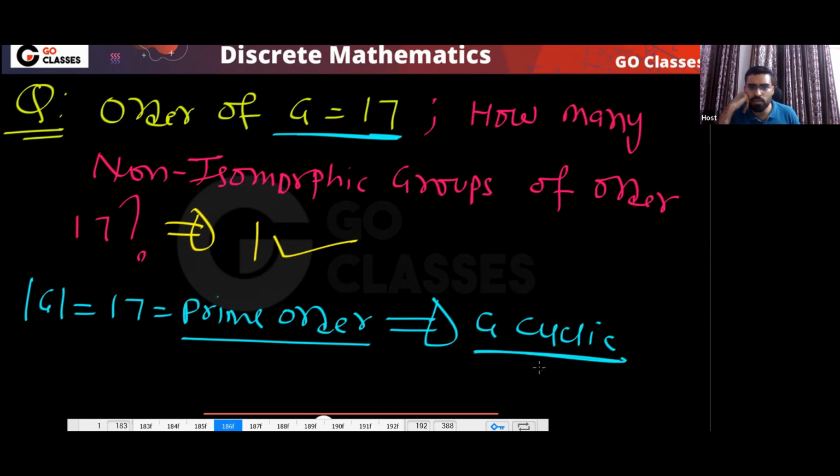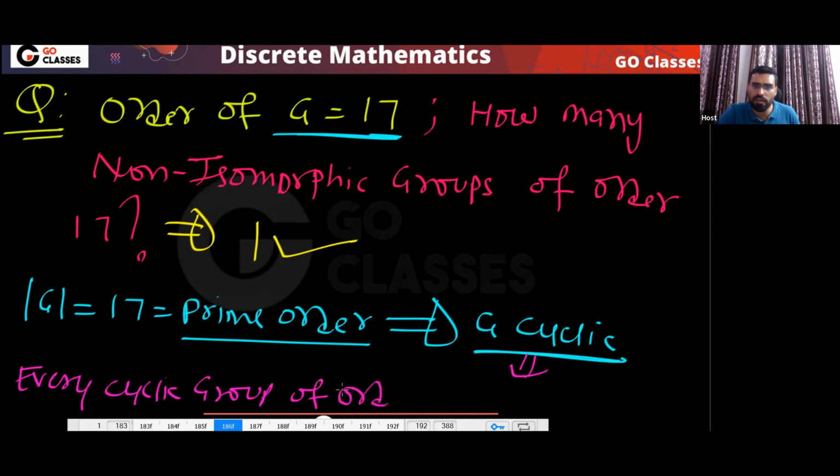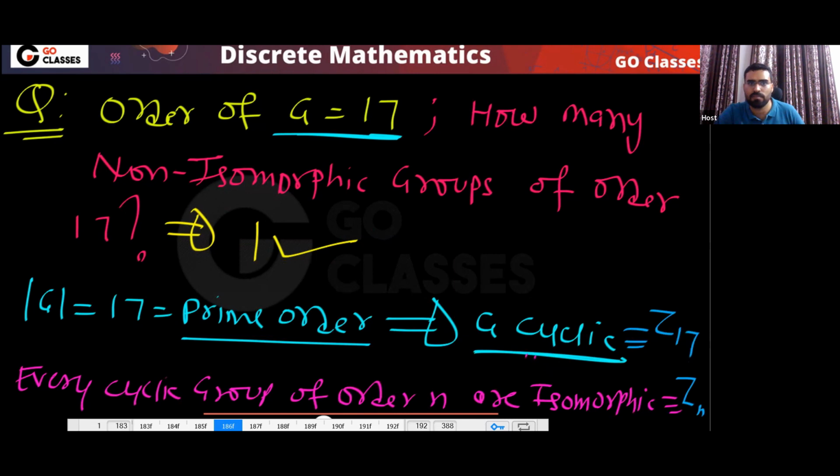So you can notice, because it is cyclic, every cyclic group of the same order is isomorphic. This theorem we have already seen: every cyclic group of order n is isomorphic. Isomorphic means same template. They are equivalent to whom? They are isomorphic to Zn. So I can say this is equivalent to Z17.